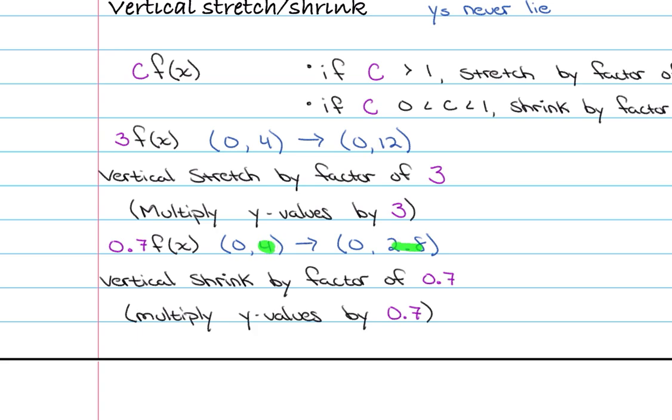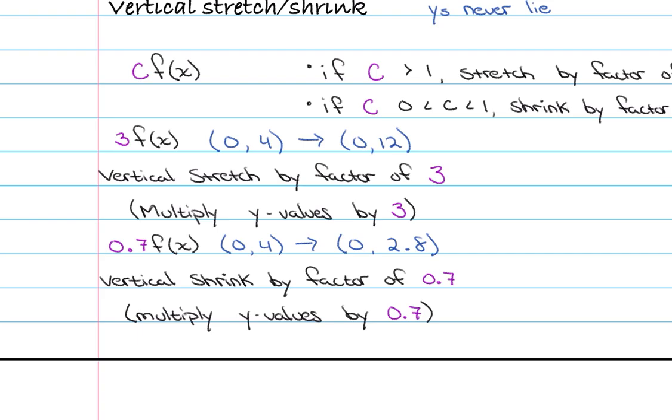All right. So that's your examples of a vertical stretch and shrink. Your y's never lie, so whatever's being multiplied times your function, that's what you're going to multiply your y values by. Just know that if it is greater than 1, that means we're going to stretch everything up. And if it's less than 1 but bigger than 0, we're going to squish everything down. We'll talk about what happens when we get into the negatives here soon.